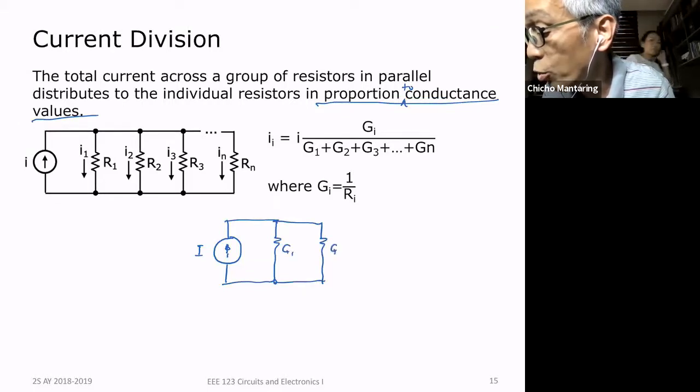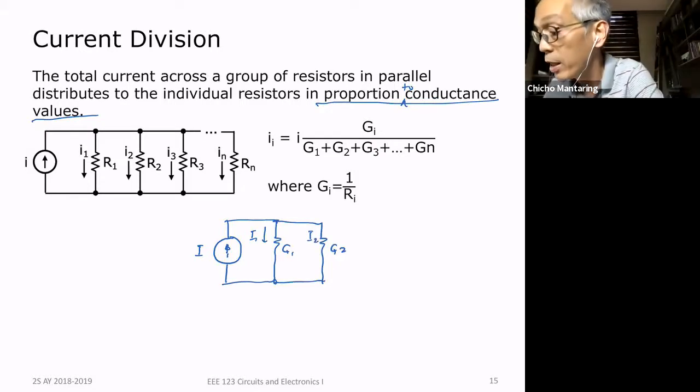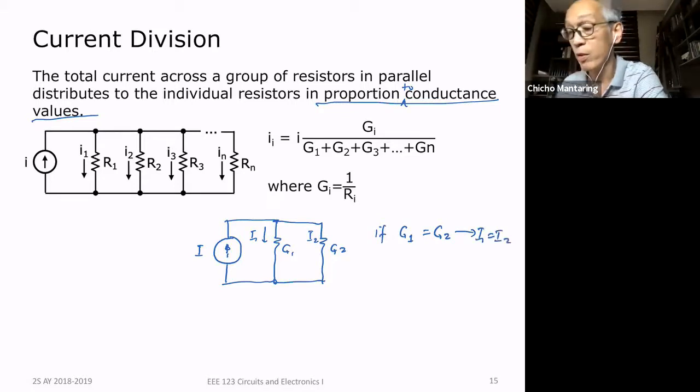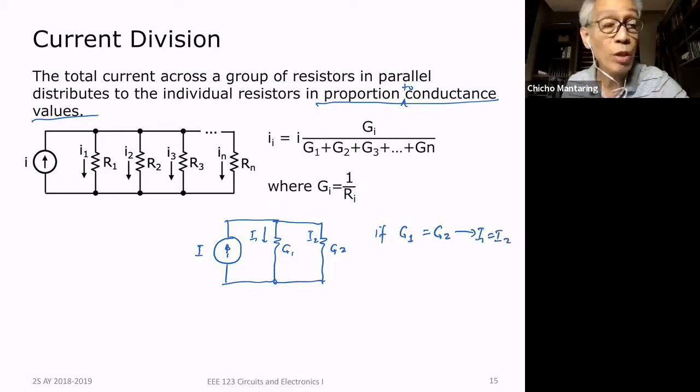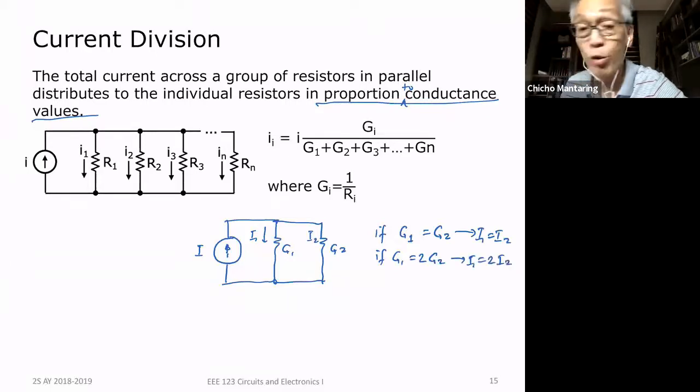G1 and G2. So this is I1 and I2. If G1 were equal to G2, then I1 will be equal to I2. If the two conductances are equal, then the currents that will flow through each of them will also be equal. If G1, for example, were 2 times G2, then I1 will also be twice I2.